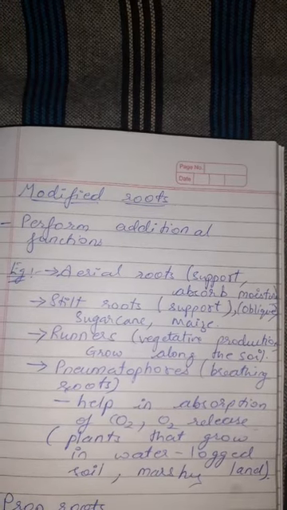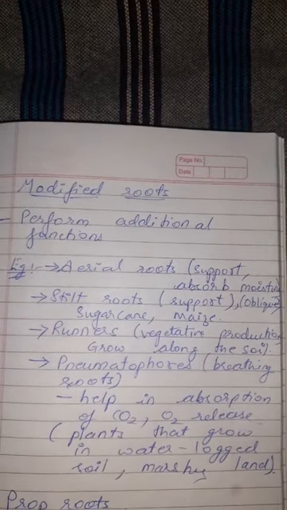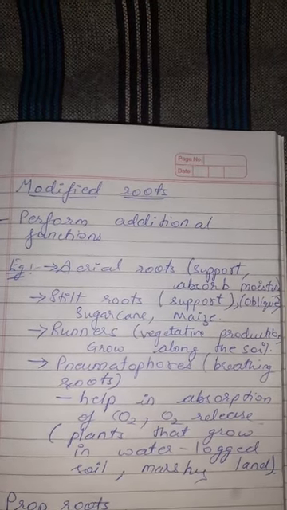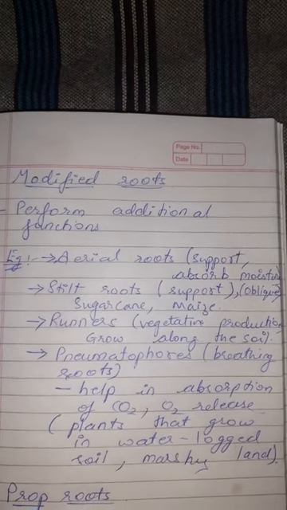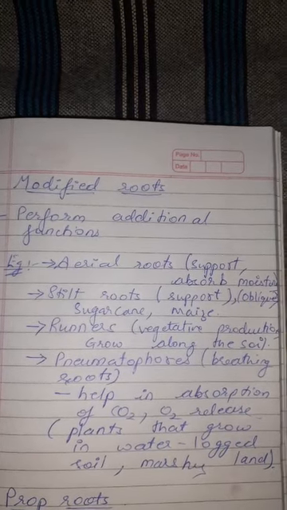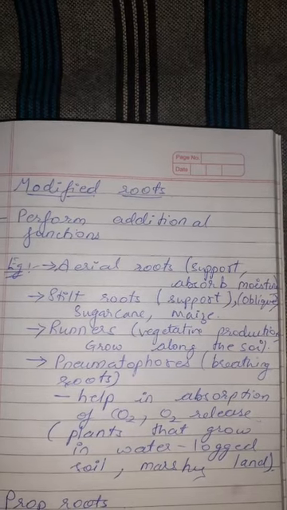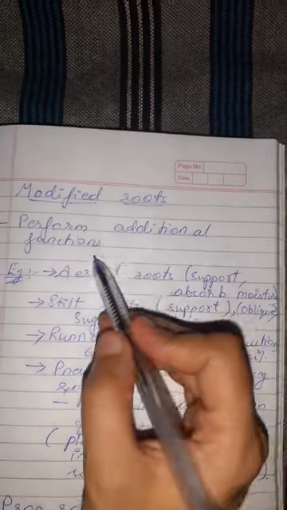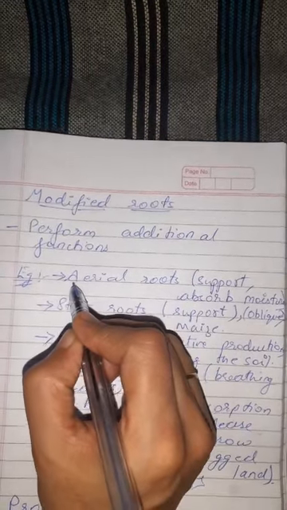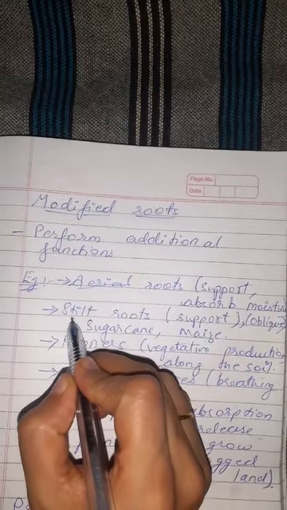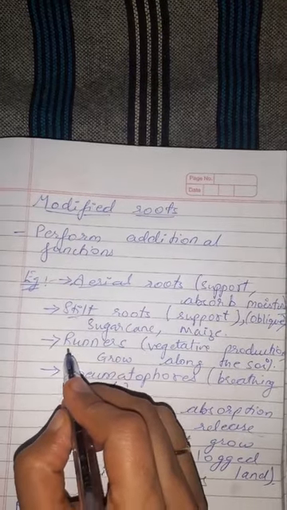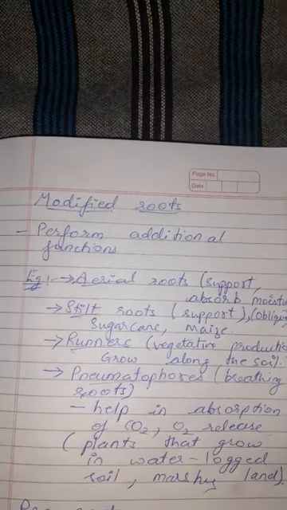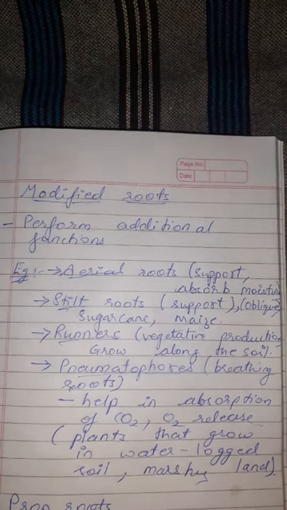We know the common function of roots. They grow deep inside the soil, they give support, they take water and minerals from the soil. Apart from this, some more functions are done by roots, so they get modified, they become different. Some common examples of modified roots are aerial roots, stilt roots, runners, and pneumatophores. We'll see what they are and what their function is.